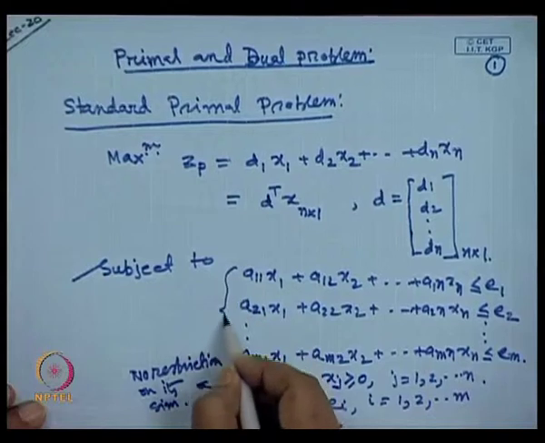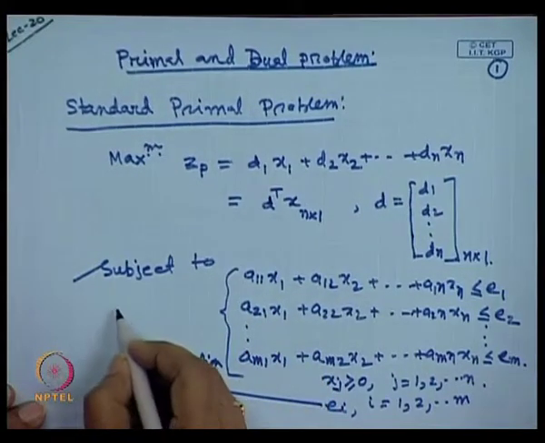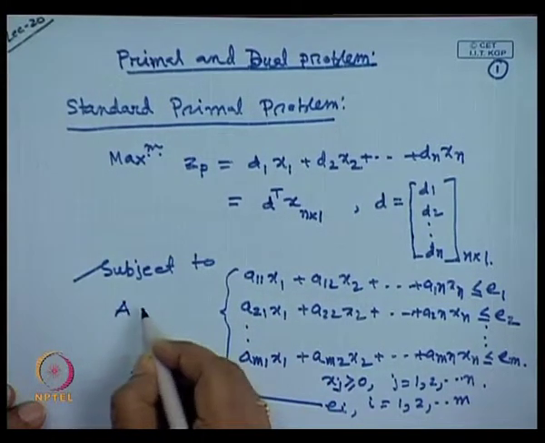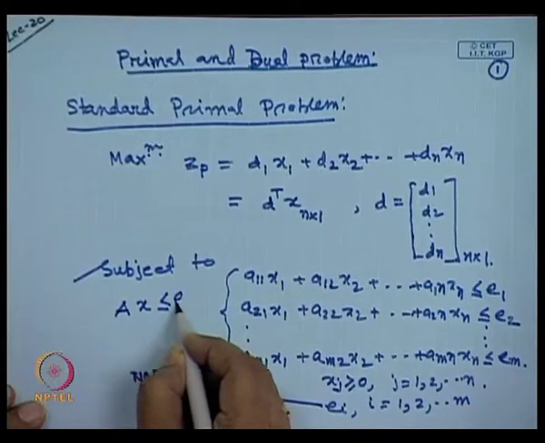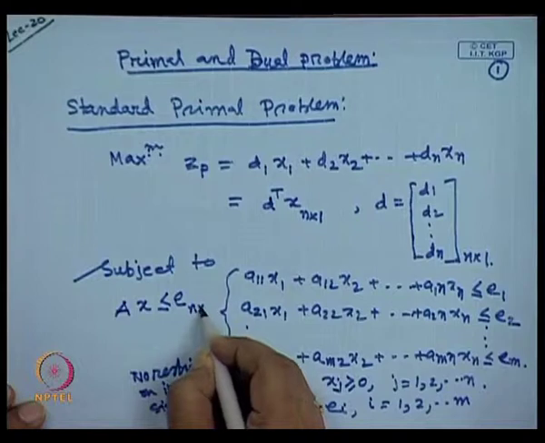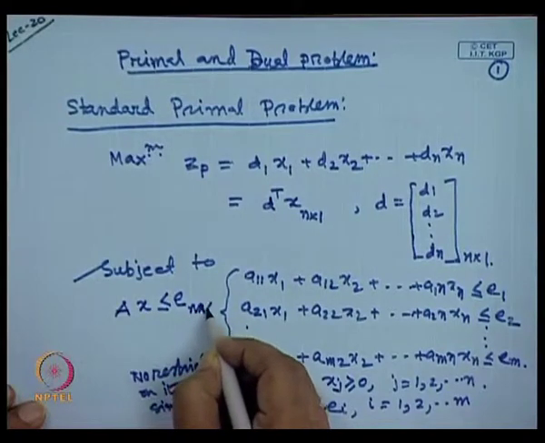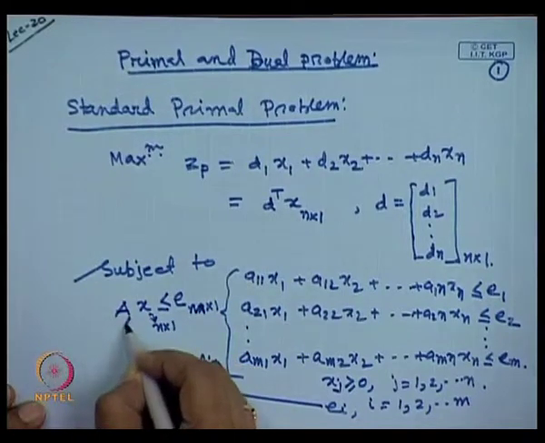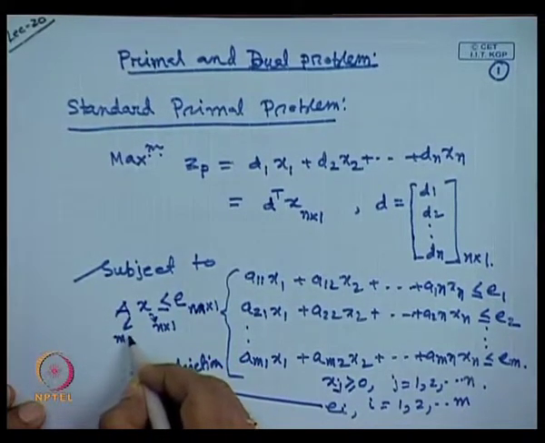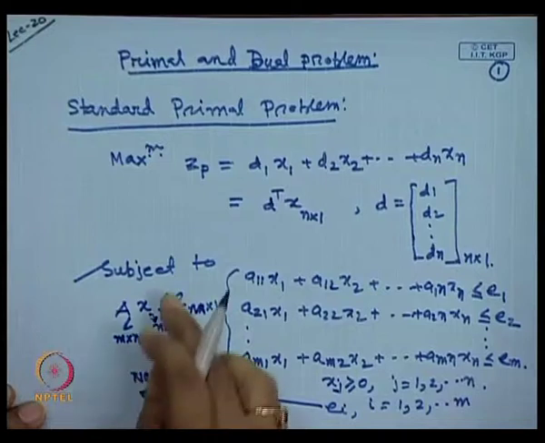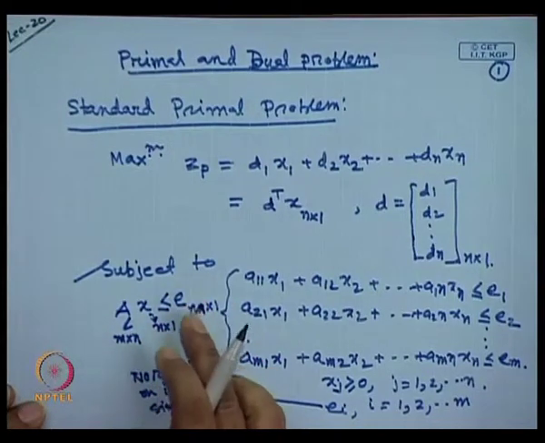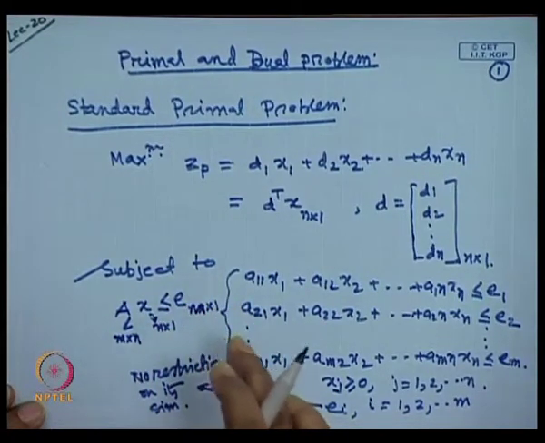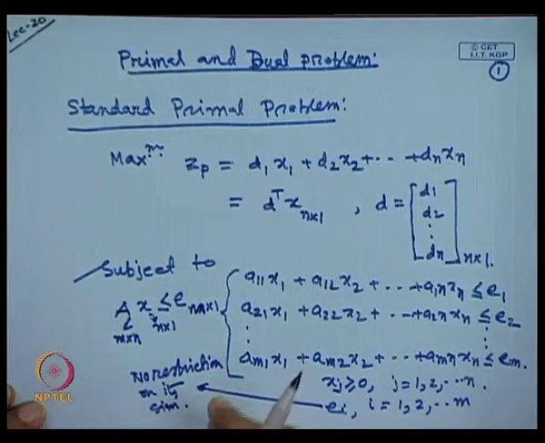So, a set of equations I can always write in matrix form as A x less than or equal to E, where A has dimension m cross n, x is n cross 1, and E is an m cross 1 vector. The components of E are E1, E2, E3, up to Em.